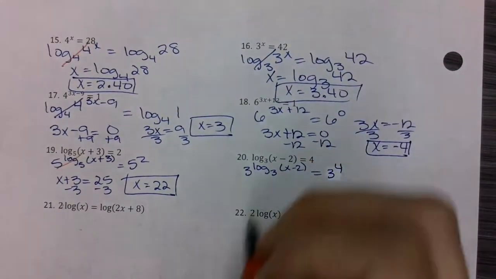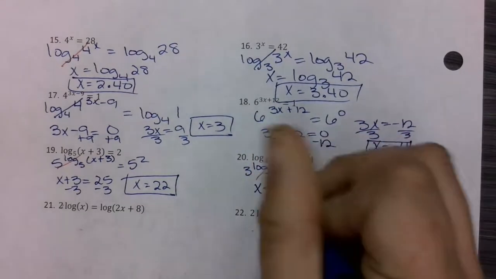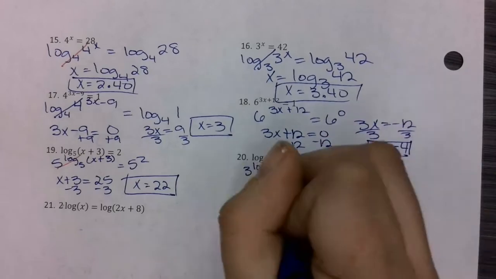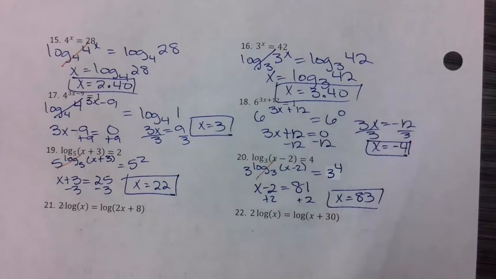So on my left side, they cancel out. I have x minus 2, 3 to the 4th is 81. I add 2 to both sides, x equals 83.